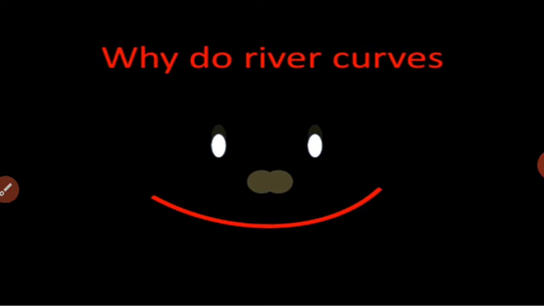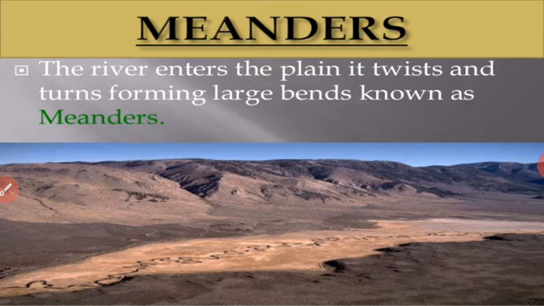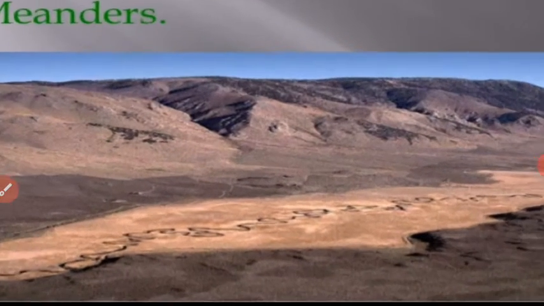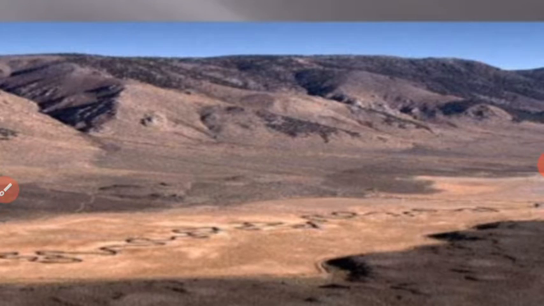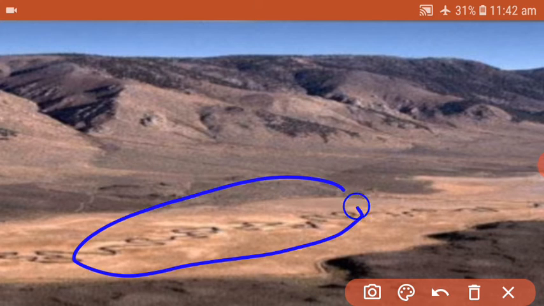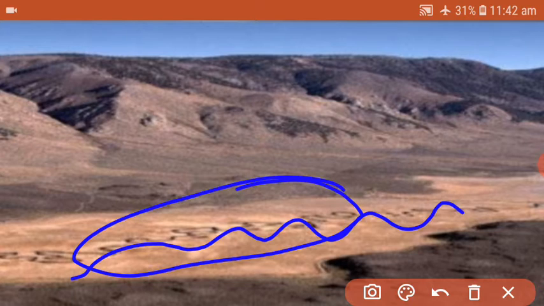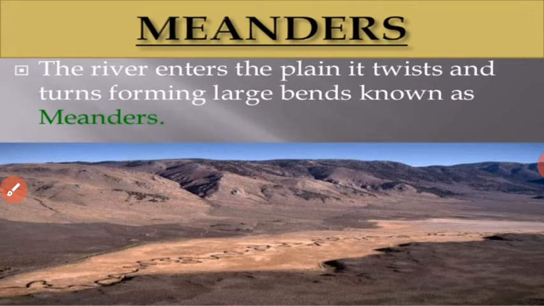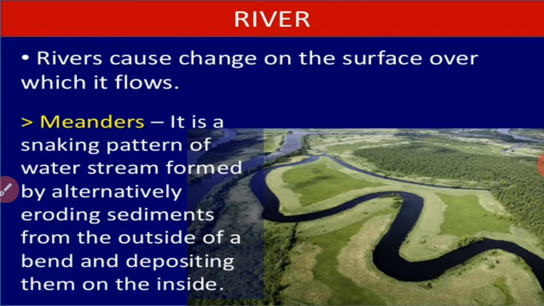Now the question arises, why do rivers curve? The same you are going to see. You have a picture of figure 3.5 in your textbook on page number 15. As the river enters the plain, it twists and turns, forming large bends known as meanders. Now what are meanders? The river enters the plain. You can find here the river entering the plain, and in this picture you can find some twists and turns of the river. Such large bends are known as meanders. You can find a snaky movement like this of the river, and such snaky movement is known as meanders. So in this picture the meanders are clearly seen.